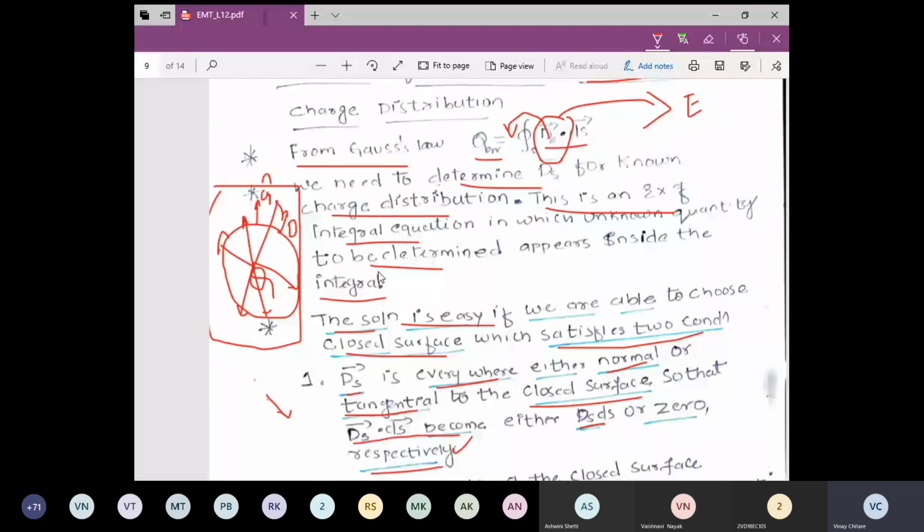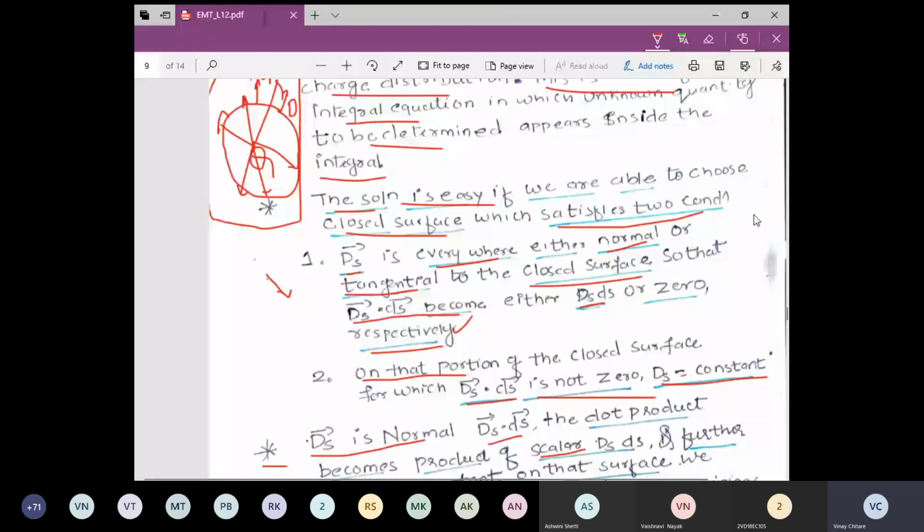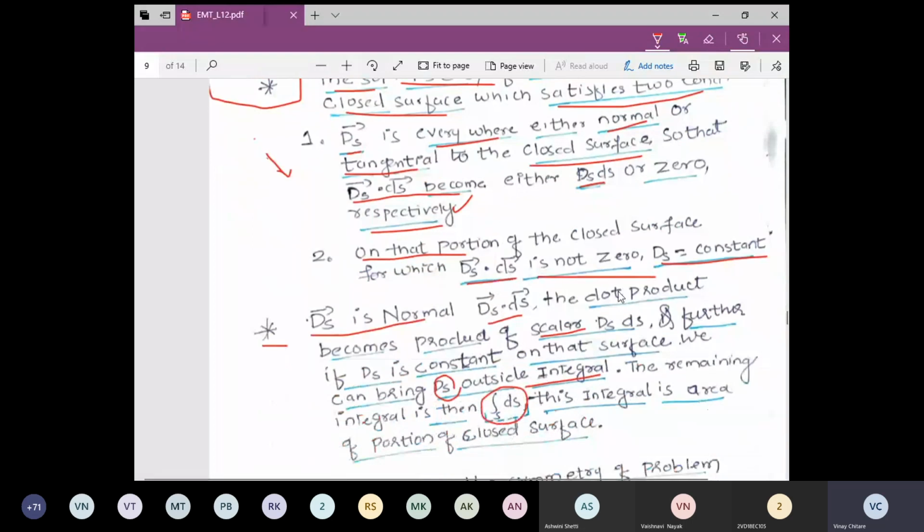Now, the only thing is, you should choose a Gaussian surface wisely. It should satisfy the two conditions. The flux density should be normal to the surface, or it should be tangential. And if it is normal, it should be constant on that portion of the surface.